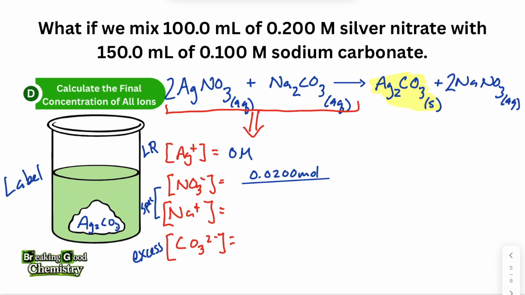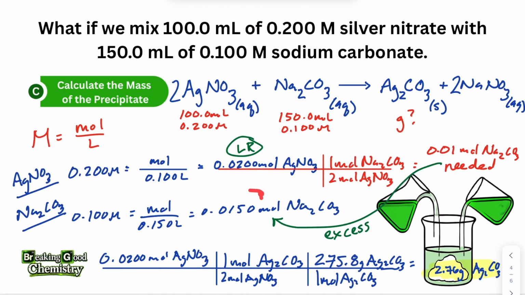Remember, there's two solutions moving in here. So what I need here, and maybe the trickiest part of all this, is I need the total volume. I'm mixing two solutions. So I had a 100 mL and I had a 150 mL solution. And then I'm just going to label it liters. So I have 0.0800 molar.